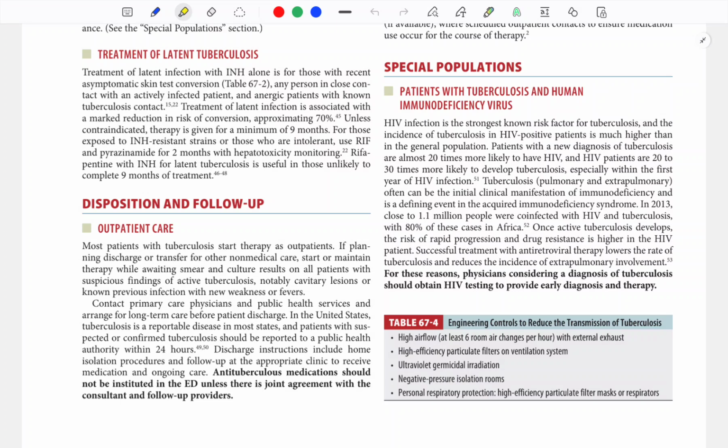The most common extrapulmonary presentation of TB is cervical lymphadenitis. So if you see a cervical lymph node in a patient, think of TB.